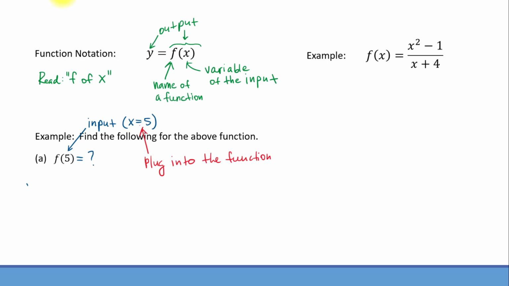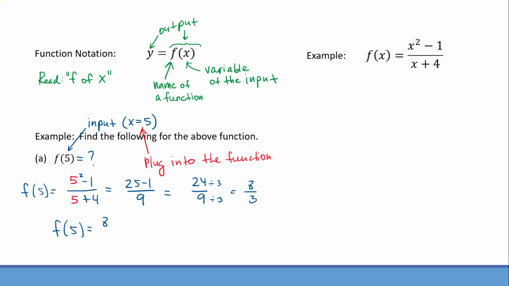So to find f of 5, we replace each x in the function with 5. So in the numerator, it's 5 squared minus 1, and then in the denominator, it's 5 plus 4. Now let's simplify. 5 squared is 25. 5 plus 4 is 9 in the denominator, so we get 24 over 9. And we should be able to simplify this fraction if we divide by 3 on the top and on the bottom, so that's 8 over 3. So in other words, f of 5 equals 8 over 3.